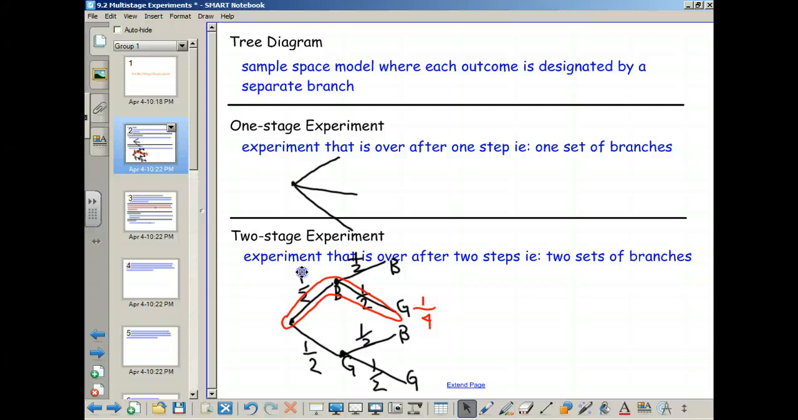Then I actually would have a 1/4 chance of that happening. I have a 1/2 chance of having a boy first, and a 1/2 chance of having a girl second, so I have a 1/4 chance of having a boy-girl. Notice I also have a 1/4 chance of having boy-boy, a 1/4 chance of girl-girl, and a 1/4 chance of girl-boy. Are you following? So this is the multiplication rule right here.